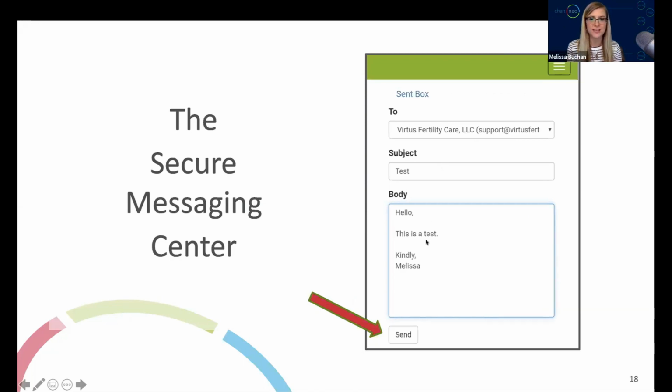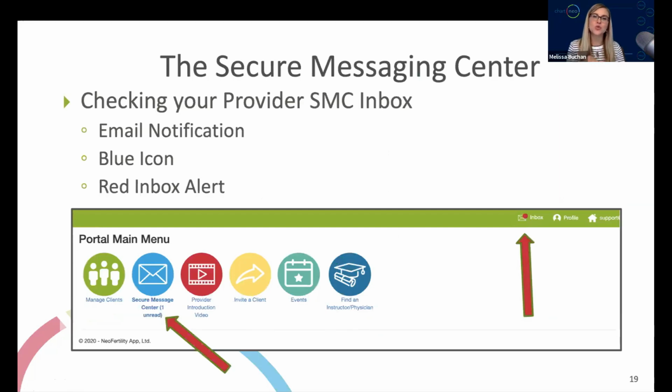and you send. And when you send, you will be notified through 3 ways. You will receive an email notification that you have a secure message in the ChartNeo Secure Messaging Center. There will be an alert in the blue icon. You can see that there's one unread message, the message I just sent. And then there's also a red inbox alert in the dashboard. So this is signaling that you have messages that you need to tend to.